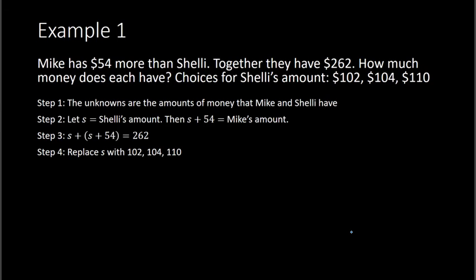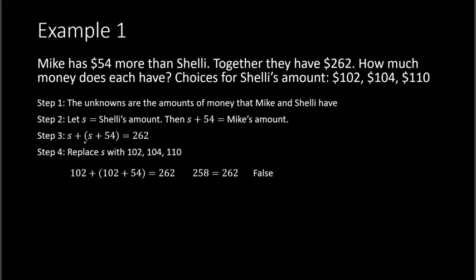So we can begin by plugging 102 in. So 102 plus 102 plus 54 equals 262. Is that a true statement? Well, no. On the left side, you would get 258. So it's a false statement, meaning that 102 is not the solution.